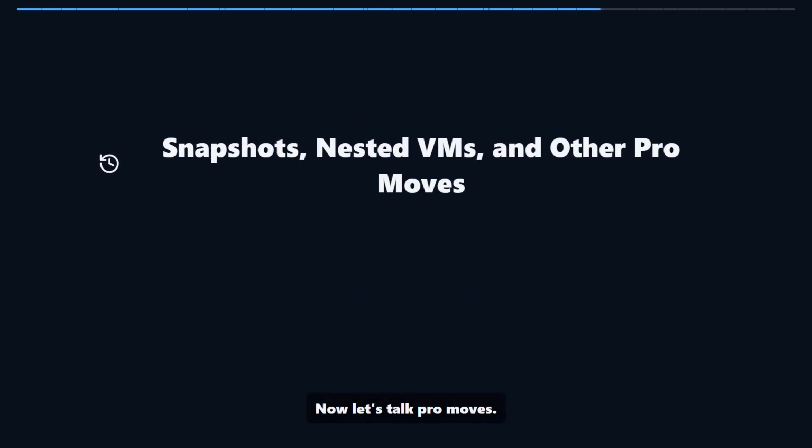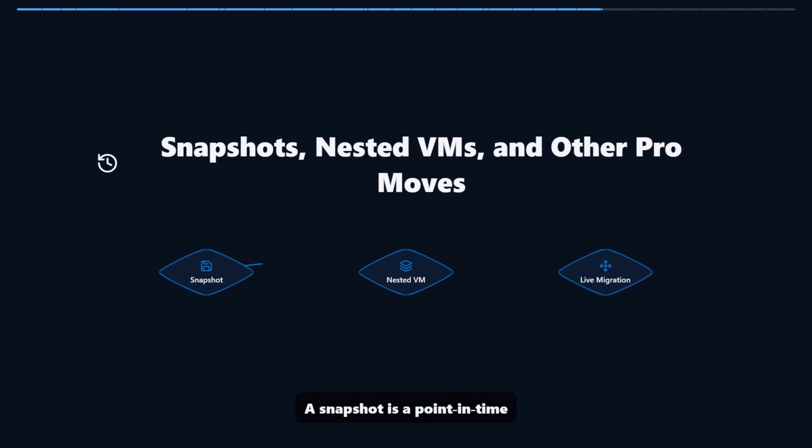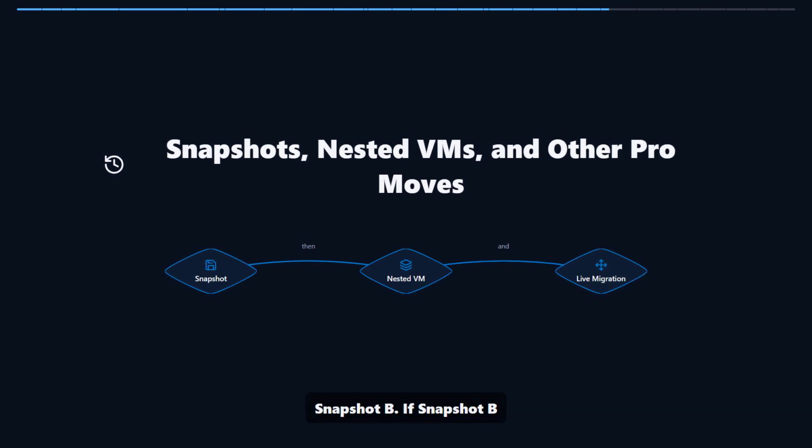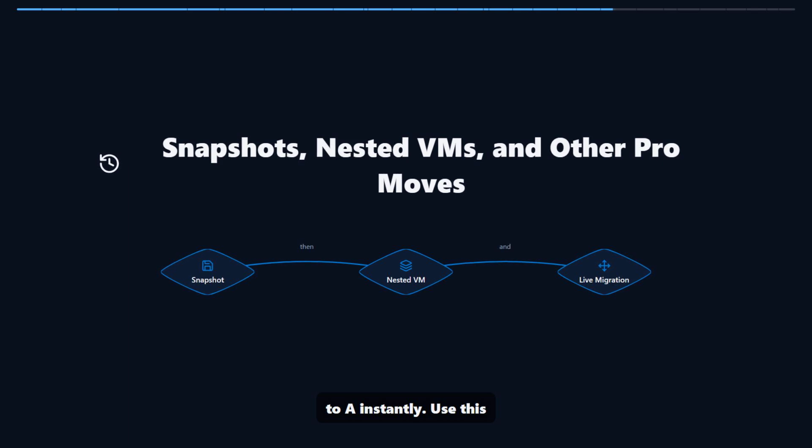Now let's talk pro moves. A snapshot is a point-in-time save of a VM's disk and memory state. Think of it like a save point in a video game. Baseline to snapshot A to snapshot B. If snapshot B breaks something, you can revert to A instantly. Use this before any risky update.